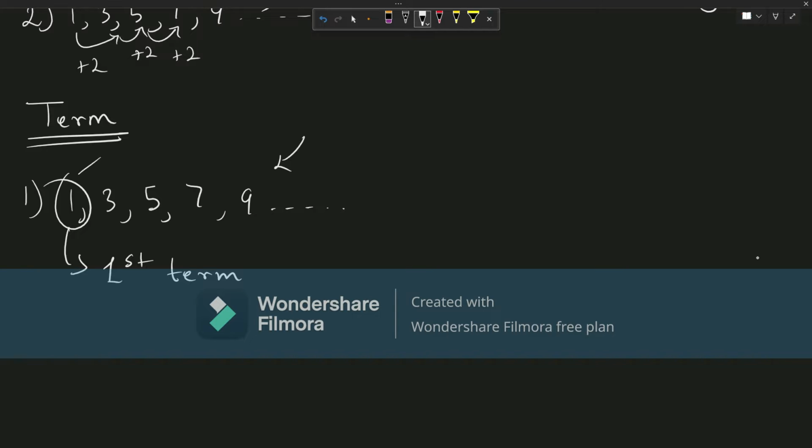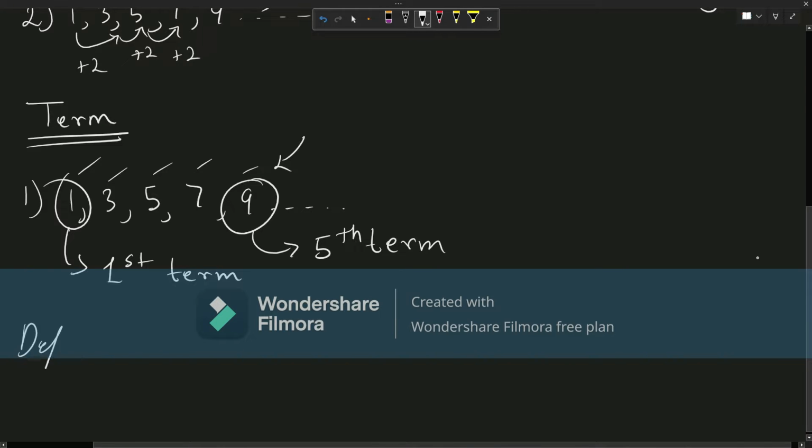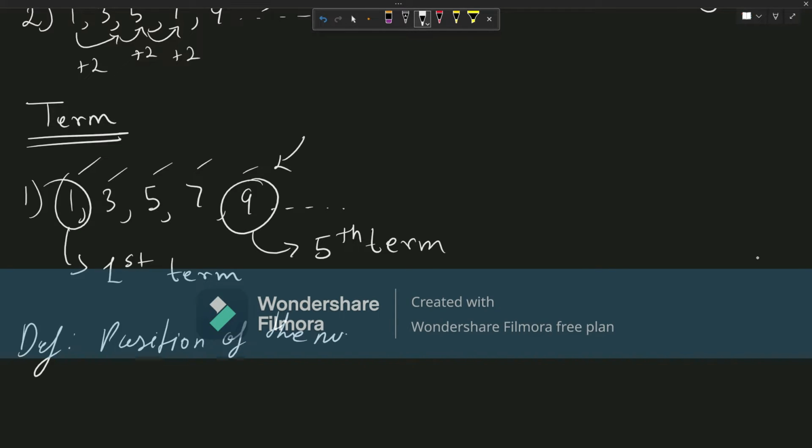Now if you go forward, 1, 2, 3, 4, 5, this number is the fifth term. The value of the number does not matter. The position matters. So the position of any number in a sequence or in an AP is called a term. I will write the definition: position of the numbers in the sequence.